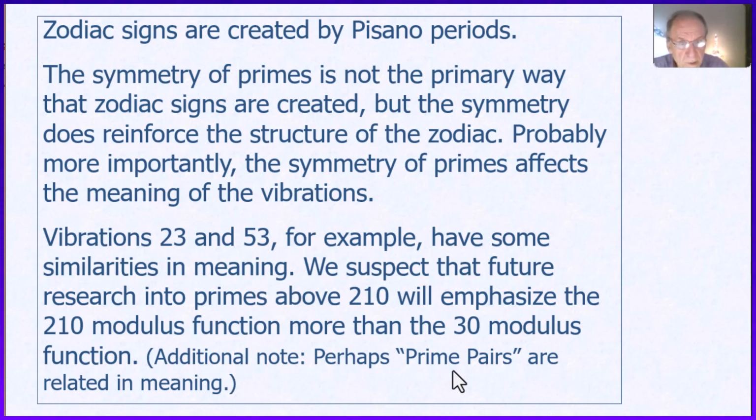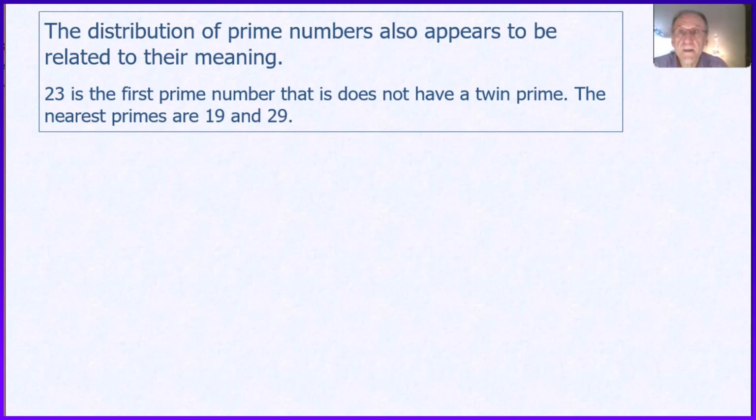Also, maybe these prime pairs are important, like 13 and 17 that are symmetrical around 15. We have not investigated that yet, but that's another possibility. Now, here's an interesting thing for fun. Not only the symmetry points, but also the way prime numbers are arranged in other ways seems to have a relationship to the impact of the vibration.